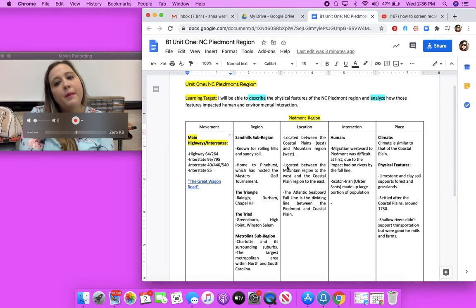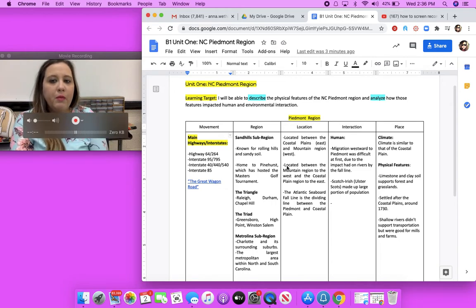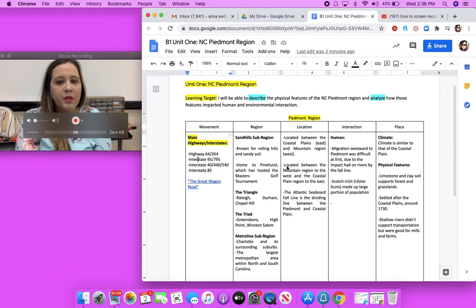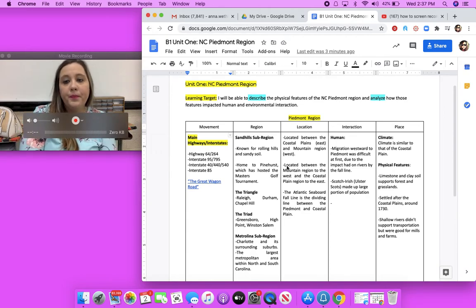Interaction. Migration westward to the Piedmont was difficult at first, during the settlement period, due to the impact of the rivers and the fall line and that kind of thing. And down here I have the Scotch-Irish, who were also known as the Ulster Scots, made up a large portion of the population. More appropriate to the mountain region, but they have the Highland Games every year on Cherokee Mountain. So there's that.